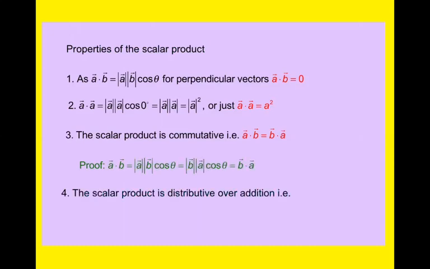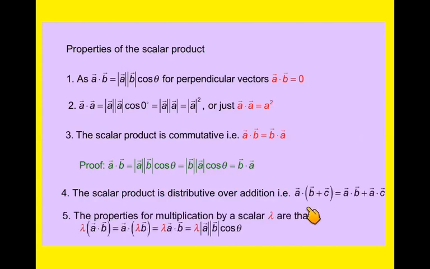The scalar product is distributive over addition, i.e. A dot (B plus C) is the same as A dot B plus A dot C. The property for the multiplication of a scalar, lambda, i.e. a number like 4, 3, minus 2, is that it doesn't matter where you put it. You can do A dot B first and multiply by lambda, or you can do lambda times one vector, or like this. It does not really matter where you put it in.